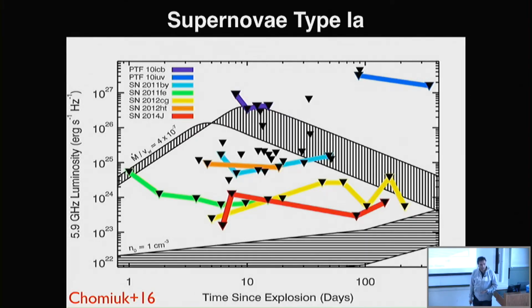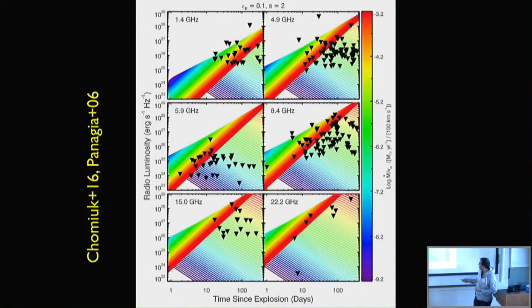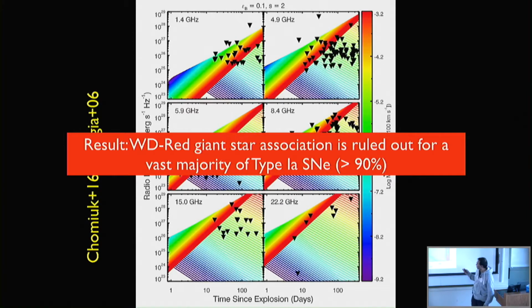So what kind of stars have such low mass loss rates? Then this shows observations in different frequency bands, and again, the result is null. We don't see anything. But using this, we can estimate what the mass loss rate must be around these systems. And that tells us that these are not white dwarfs. If you have a white dwarf, you would expect much denser material. And the result is that the white dwarf red giant star association, which is the single degenerate model, doesn't work for type 1a, at least from these observations. We rule out this association for more than 90% of the type 1a supernovae.